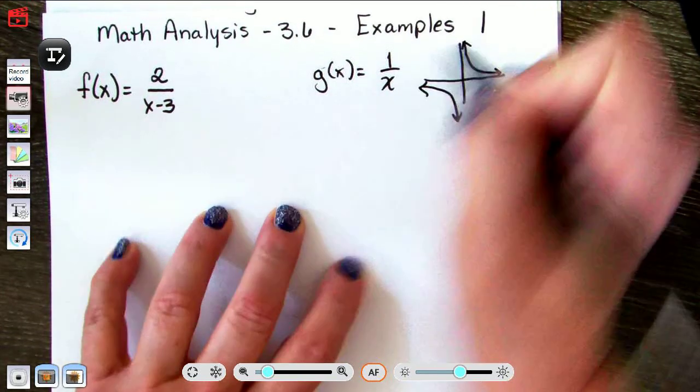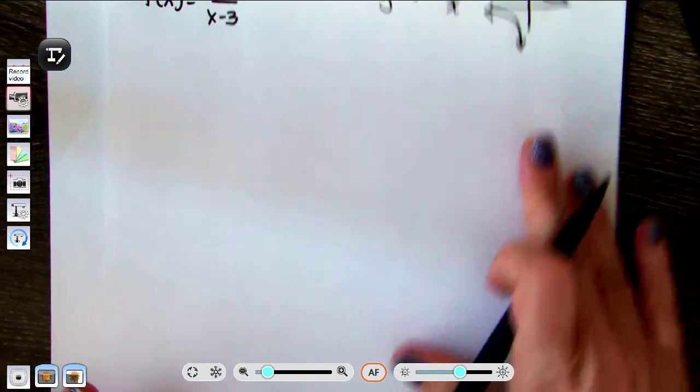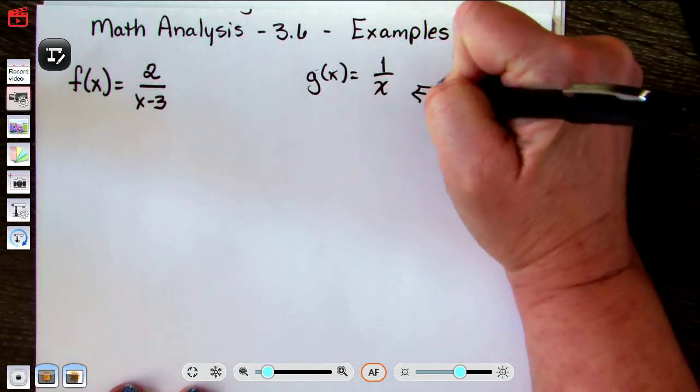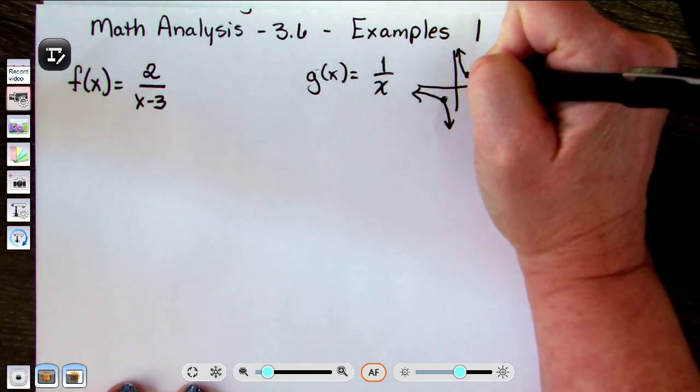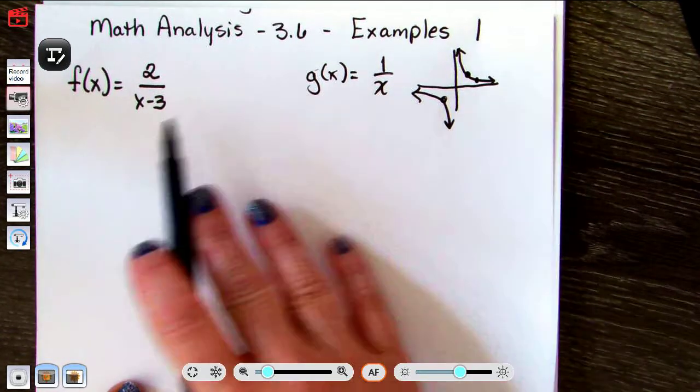And you could plot a few points in there to get some accurate values, like putting 1 in there, 1 gives 1, and negative 1 gives negative 1. You could put 2 in there, and you'd have 1/2, 3 gives 1/3, and so on and so forth. So we could see those. But we're going to compare this one to this guy.